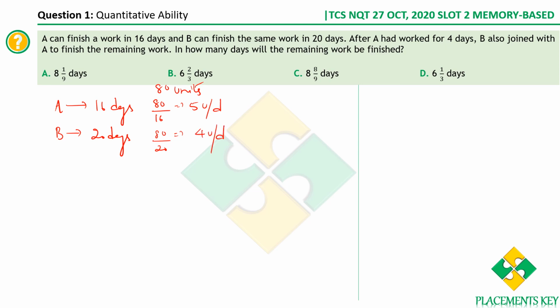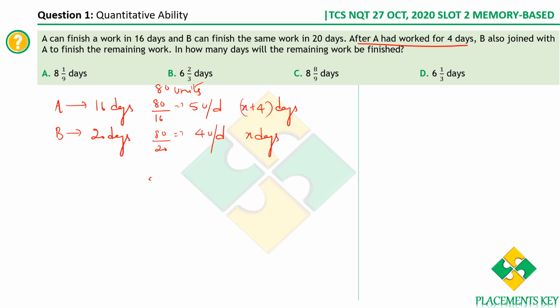Okay, now we know the efficiencies. We are told that for the first 4 days only A worked, and after which B has joined A. So let's assume B has worked for X days in all. If B has worked for X days, A should have worked for 4 more days, because for the first 4 days only A worked, whereas after that for the X days both A and B worked.